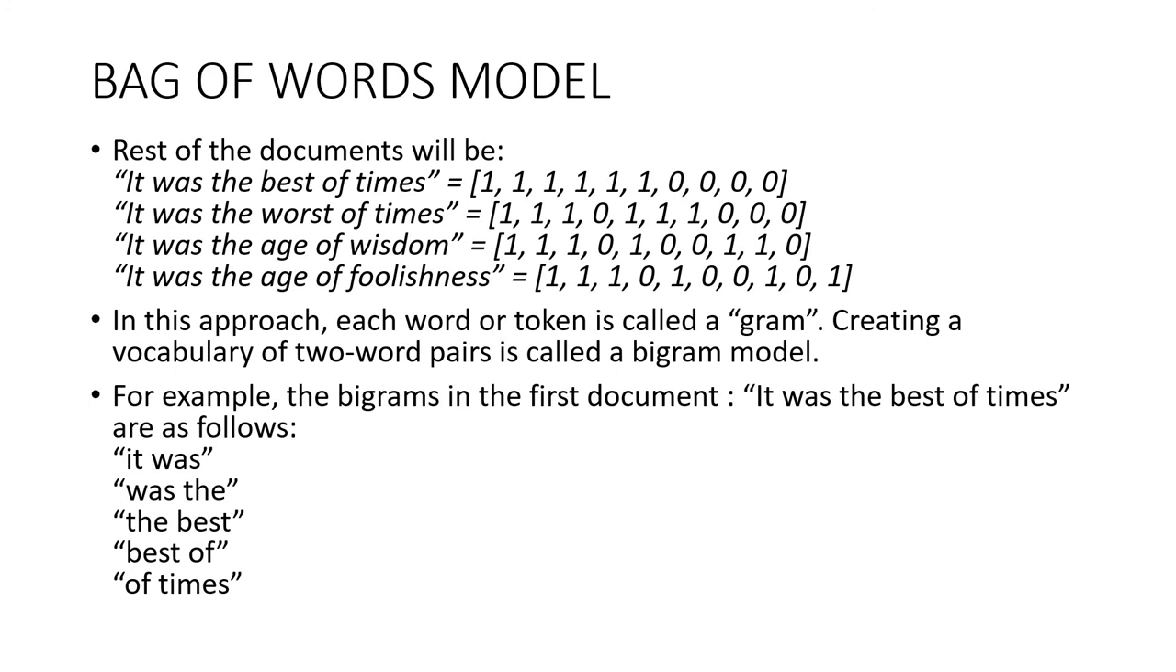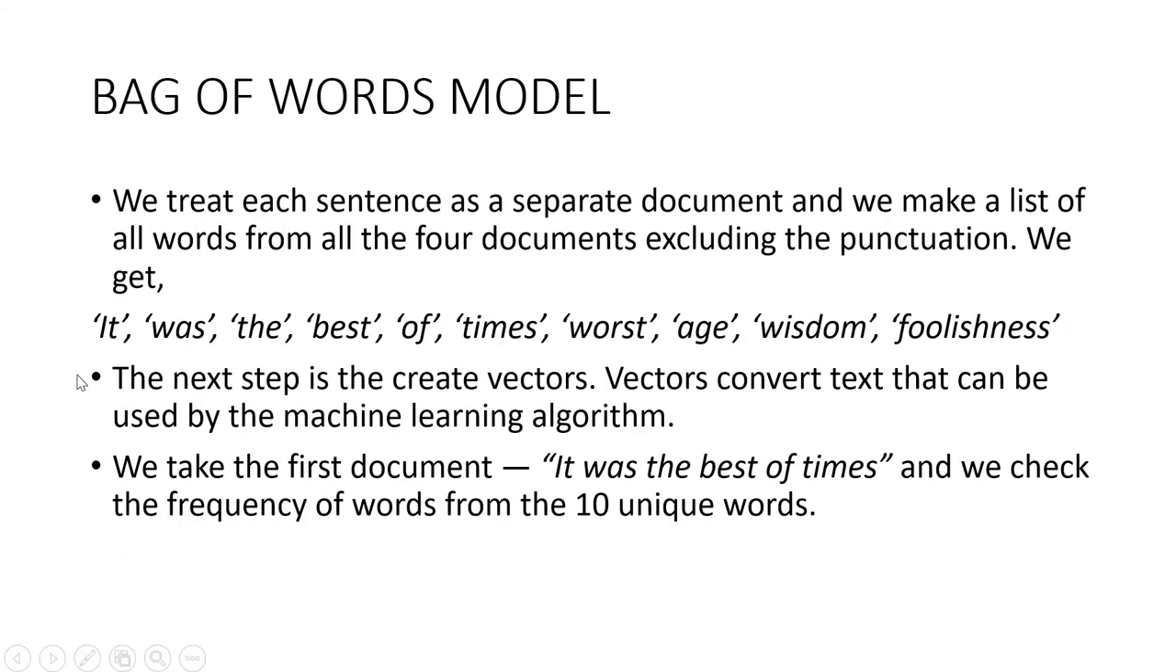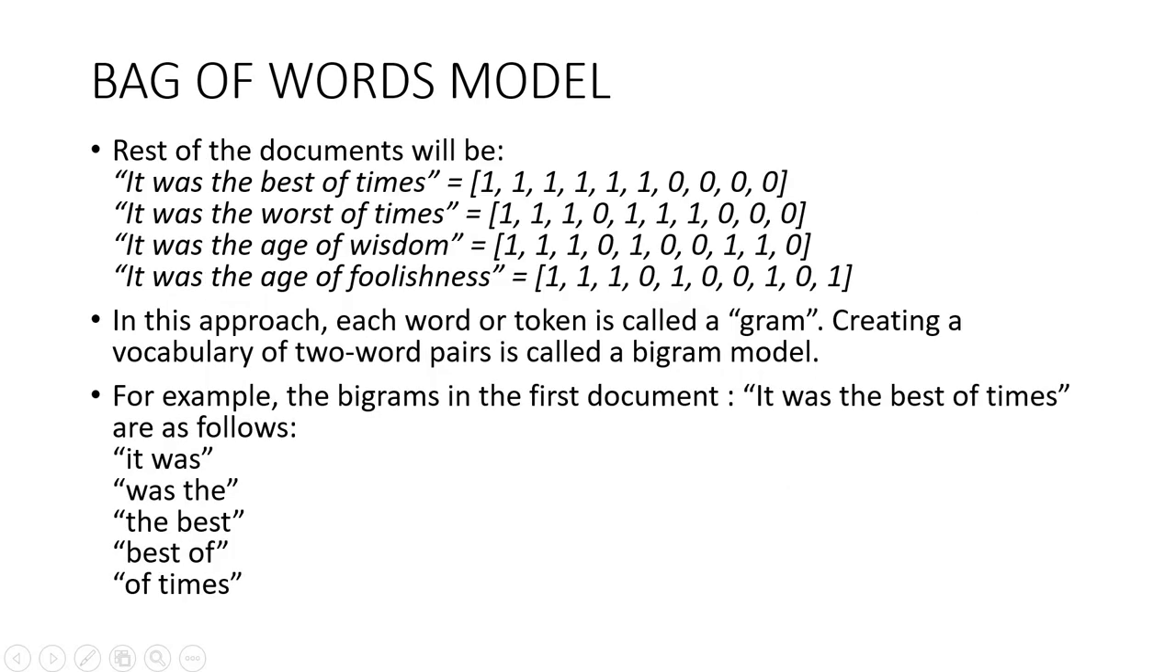Like this, for the rest of the documents: it was the best of times, we can get it like this. It was the worst of times, we can write it as 1 1 1 0 1 1 1 0 0 0. It was the age of wisdom, in the same way we can write it as 1 1 1 0 1 0 0 1 1 0. It was the age of foolishness, again 1 1 1. The next word in the vector is not there, so we take it as 0. If a word is not there, we take it as 0. So for it was the age of foolishness, we get 1 1 1 0 1 0 0 1 0 1.